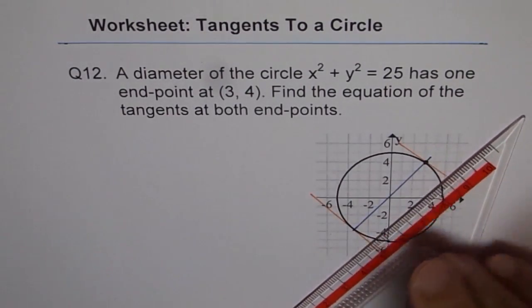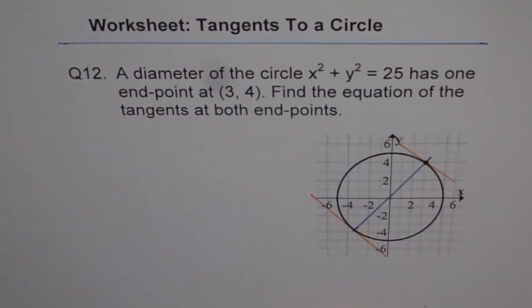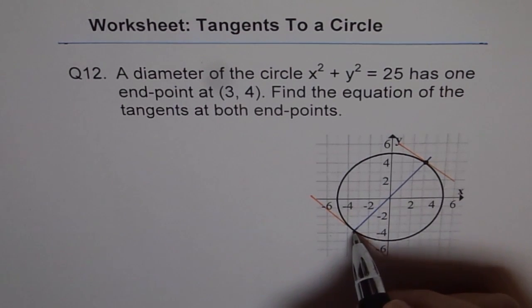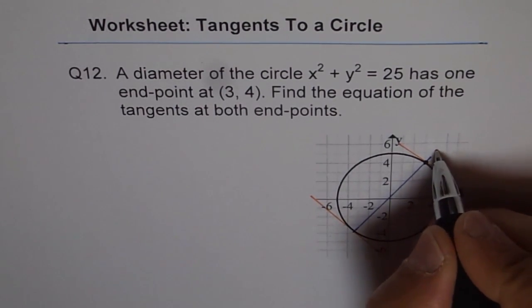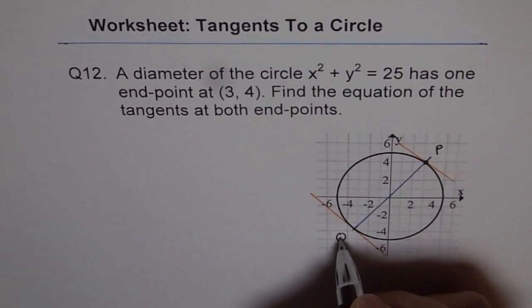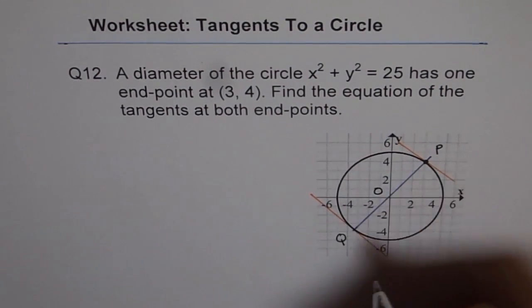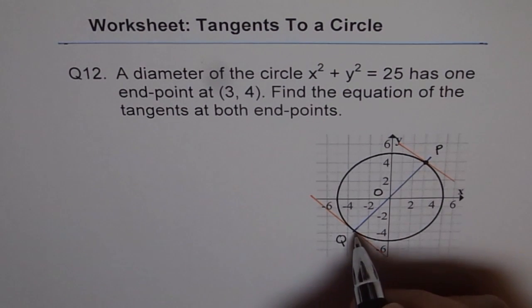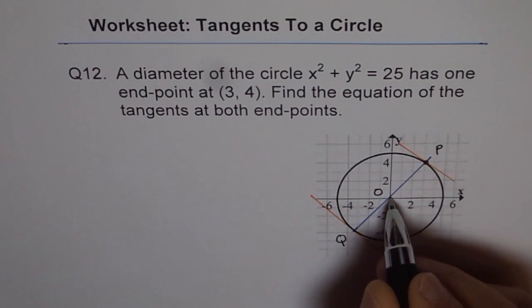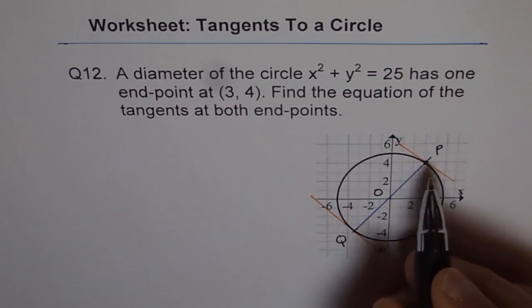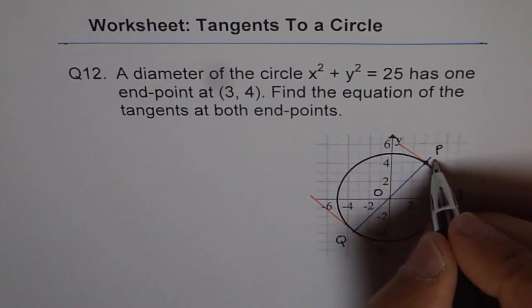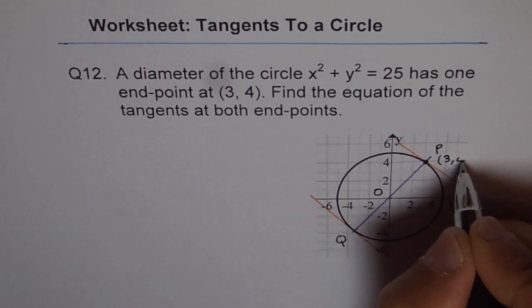Let's say that is our diameter. It is not a very good line. It doesn't really go through the origin, but assume that it's going through the origin. So the thing is, how will you find the other endpoint? Let's say this point is P and this point is Q and this is O. The whole exercise here is to find the other endpoint. We know O, and this point is given to us as (3, 4).